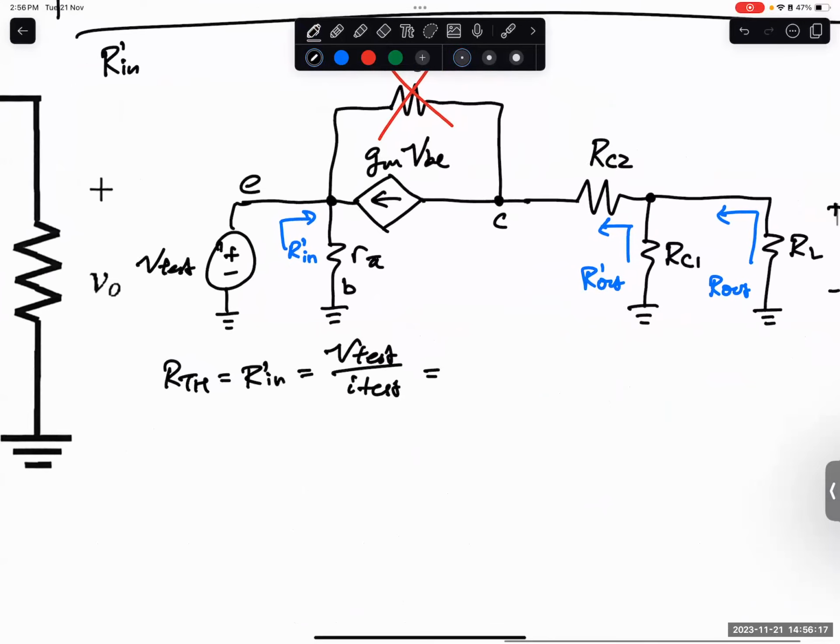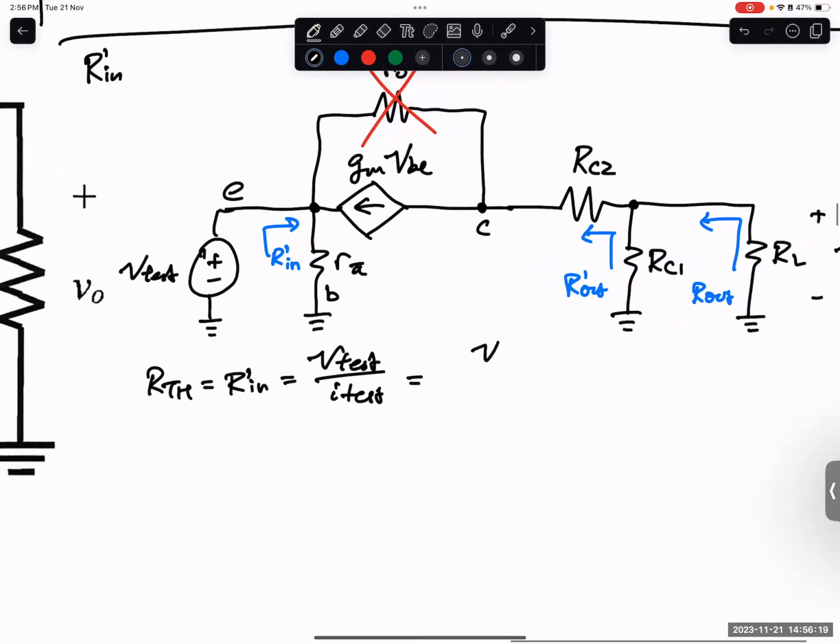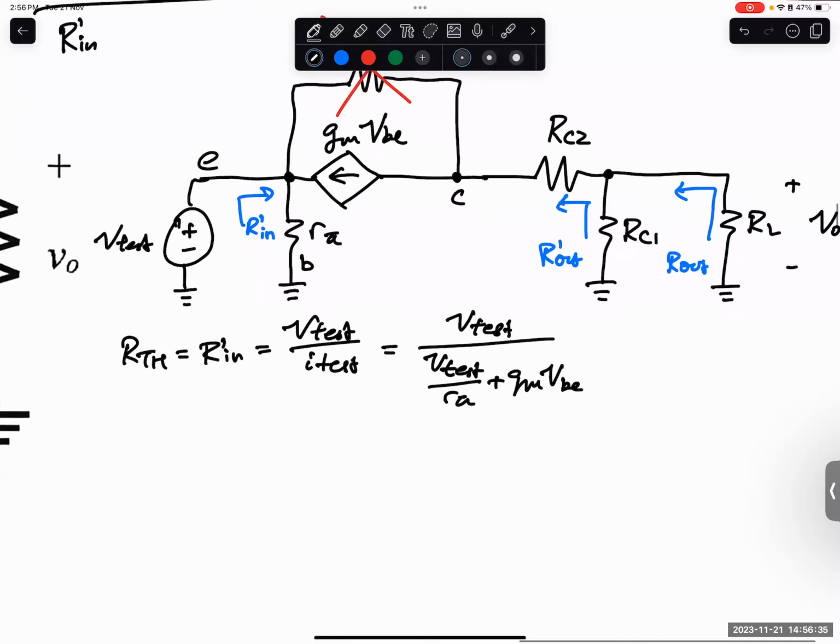I don't get how to do the GMV part. Oh, it's super easy. I'll show you. V test. I is what? The current is what? GMV or IE. Yeah. V test divided by R pi plus GMVBE. That's all. Done. And VBE, right, is actually equal to negative VE, which is actually negative V test. Can see? Okay. That's why I say this one is easy.